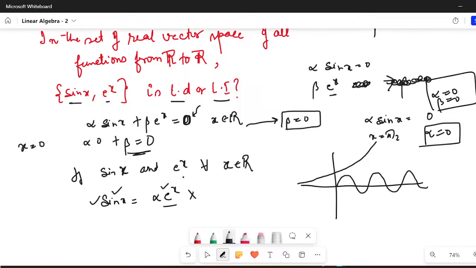Is that clear, Siddhi? Is Siddhi attending the class or not attending the class? Okay. So I hope till now everything is clear.